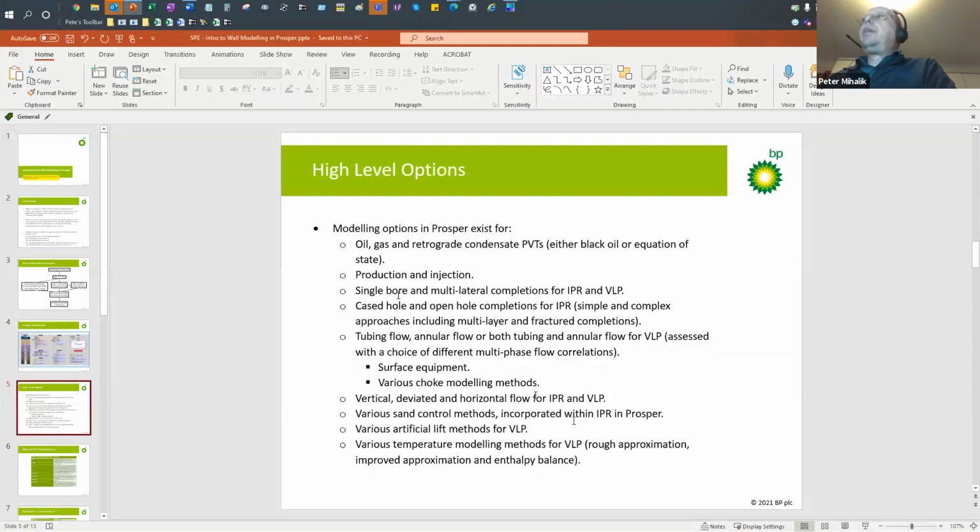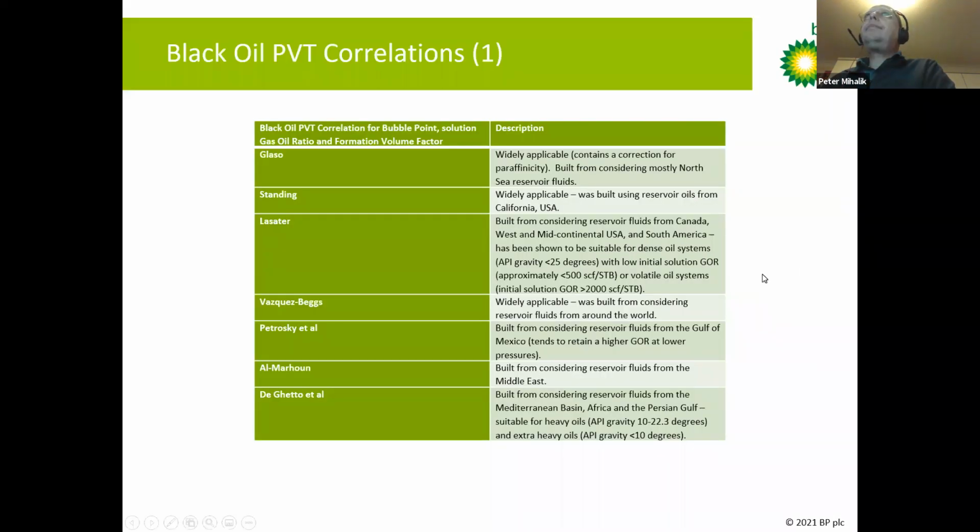So if I head back very briefly to my slide pack, and look at another slide. These are a description of the black oil PVT correlations you have in here. And of course, these are all just based on papers that were published. Glaso, for instance, was built basically using North Sea reservoir fluids for the study. Standing was based on reservoir fluids from California. Lasater, that was built from considering reservoir fluids from Canada, West and mid-continental USA and South America.